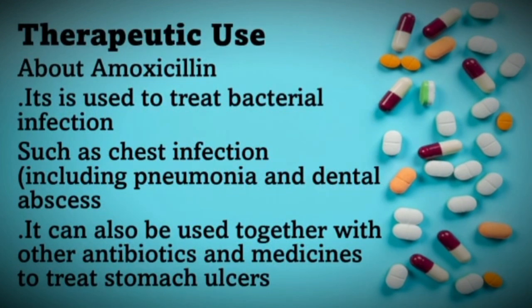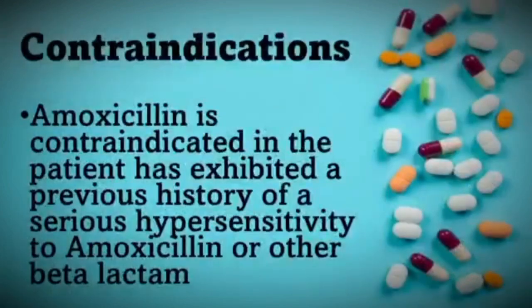Therapeutic uses of amoxicillin: it is used to treat bacterial infections such as chest infection, including pneumonia, and dental abscess. It can also be used together with other antibiotics and medicine to treat stomach ulcer.